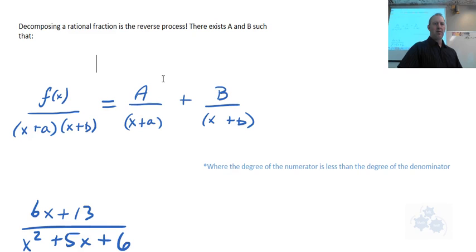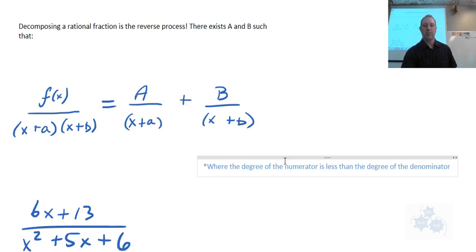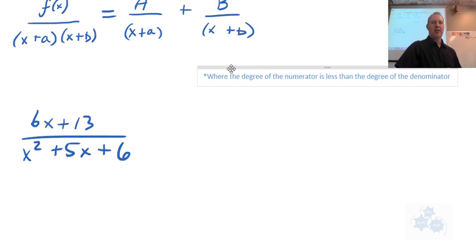So this is the pattern. There is going to be a fraction with a constant numerator over x plus a, plus b over x plus b. So this is predictable. Now, a little caveat here: the degree of the numerator has to be less than the degree of the denominator in order for this to work. And again, this is where this doesn't happen. That's one of the many cases that there would be a slightly different method for.